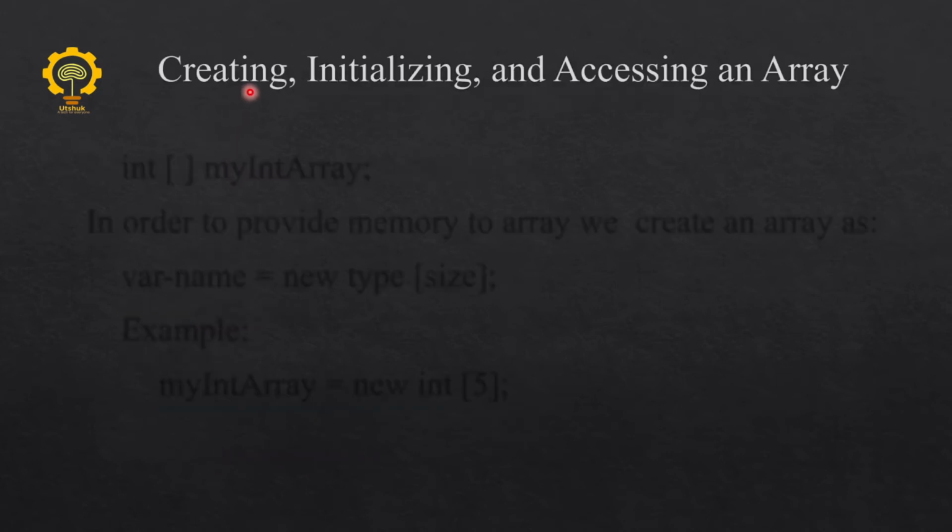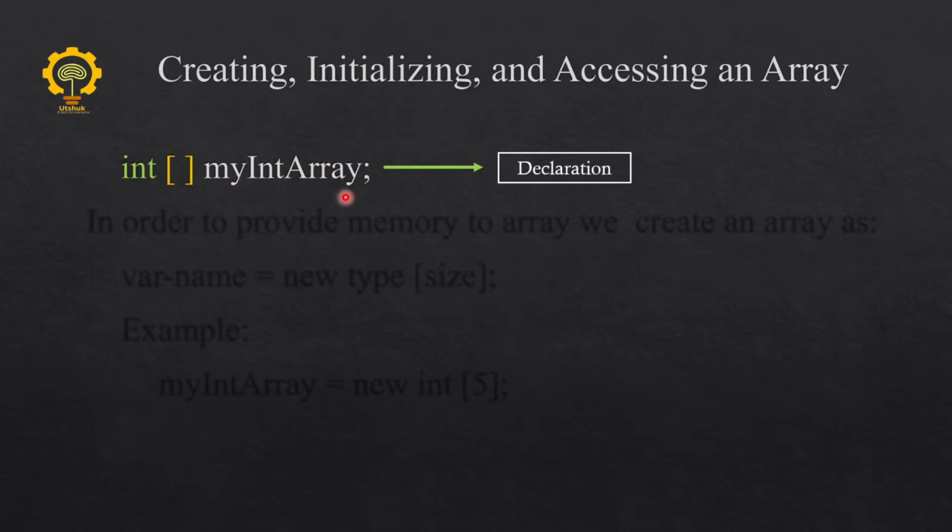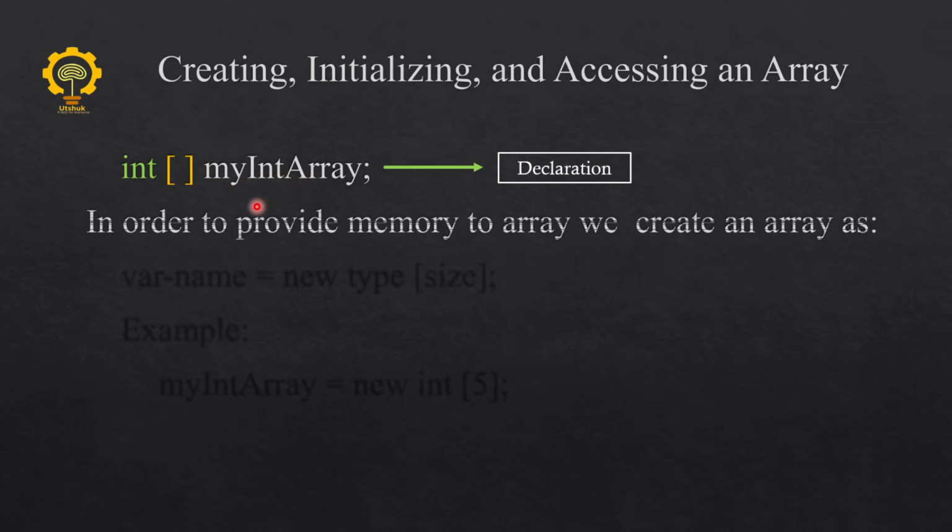So let's see how to create, initialize, and access the value of an array. So this is the declaration part. At first we have to declare the array. By only declaring the array, it does not mean that we have created an array, but this is only the reference of an array. So in order to provide memory to an array, or in order to create an actual array, we have to instantiate the array like this.